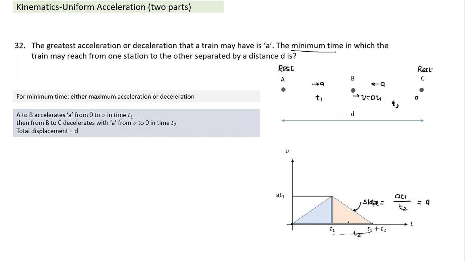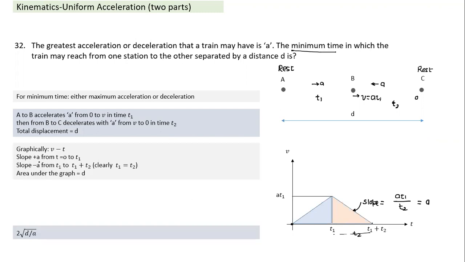If I draw this graph, it is much clearer. Since these slopes are equal, these two triangles will be identical, only the orientation will change. All I need to do now is make this total area equal to the total displacement d. I hope this point is understood that the times t2 and t1 will be equal. Whatever time it takes to accelerate, the same time it has to take to decelerate.